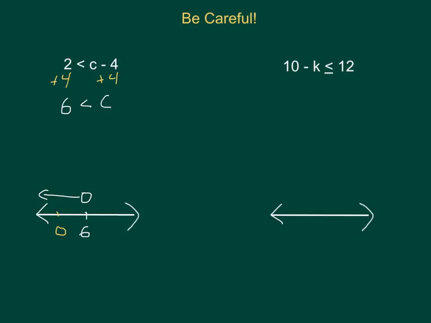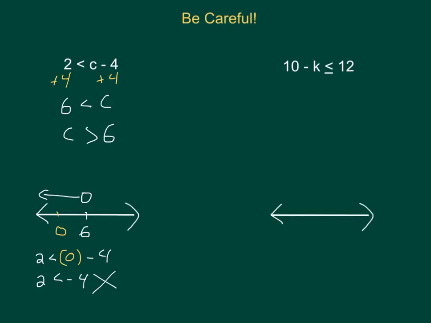Our check would be 2 is less than 0 minus 4, which says that 2 is less than negative 4, and that is not true. Right? 2 is not less than negative 4. Well, the problem here is that we saw the less than, so we immediately went in the wrong direction. We needed to think about what's bigger here, c or 6, and the c is really what's bigger. A lot of times I find it easier to rewrite this inequality up top as c is greater than 6.